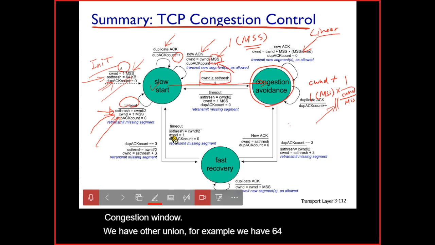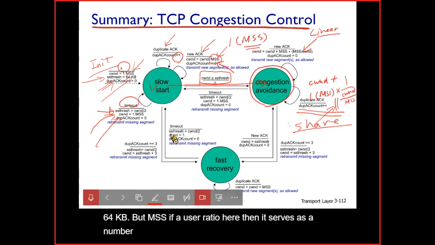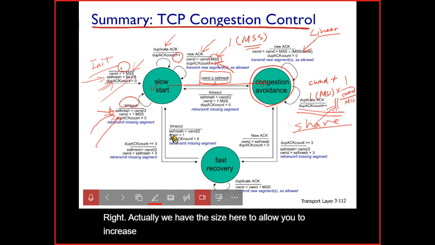All right, so this is the reason why we don't simply want 1 MSS, because that is exponential fast. Right now, we use this way to share 1 MSS for each new ACK. We use this way to increase the congestion window, and it will follow the linear trend. And of course, for the duplicate ACK counter, we set it to 0 for sure. All right, this is the first one.